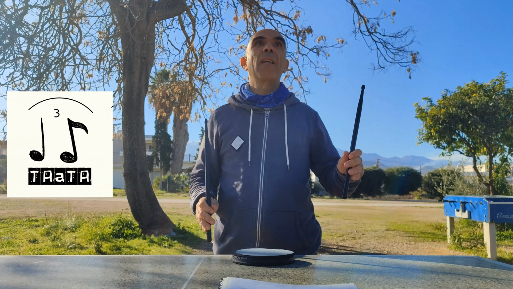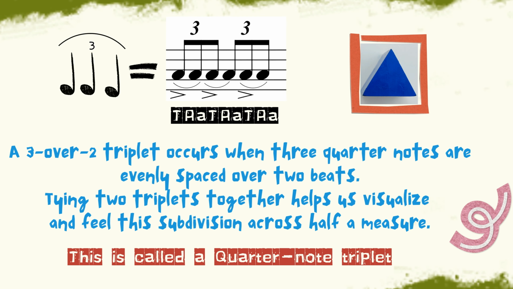A 3:2 triplet occurs when 3 quarter notes are evenly spaced over 2 beats. Tying 2 triplets together helps us visualize and feel the subdivision across half a measure. This is called a quarter note triplet, which is sung ta ta ta.